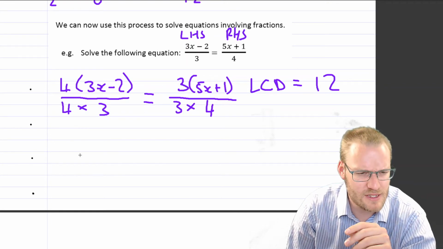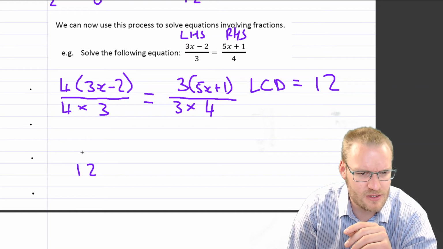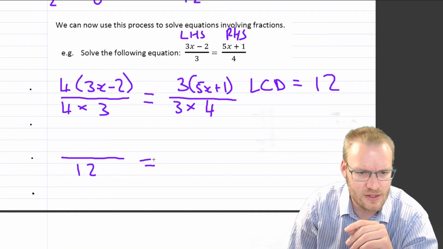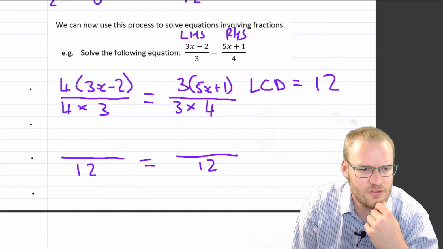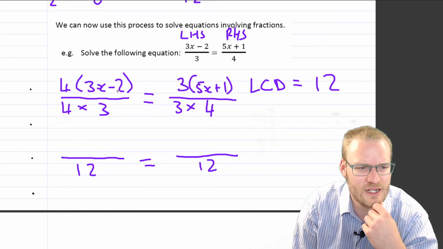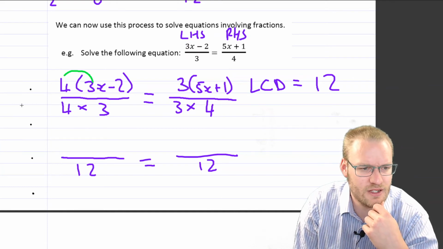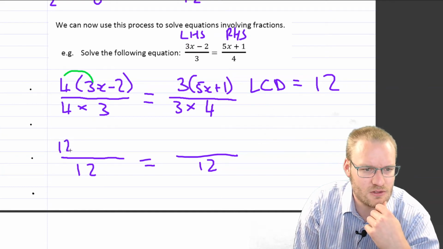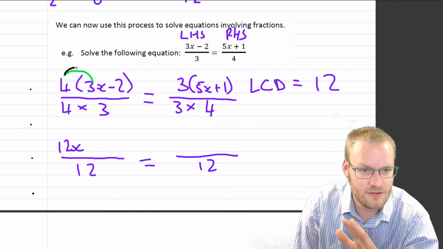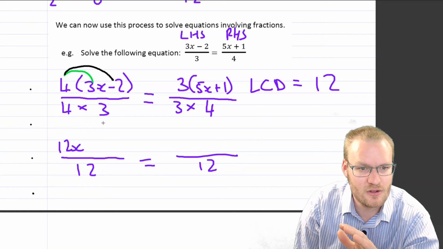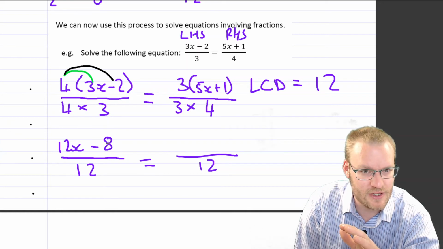We've got our LCDs. Let's write this down so we can see. That's over 12. 4 times 3 is 12. 4 times this. Remember, distributive law. 4 times 3x is 12x. Don't put any signs down yet. 4 times negative 2 gives us negative 8.